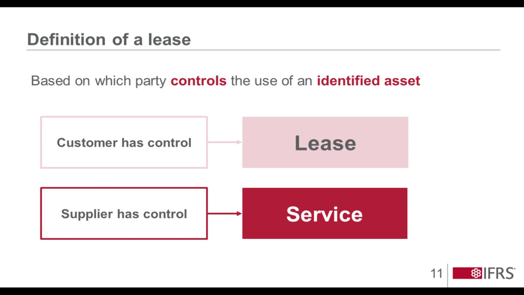The definition of a lease is based on whether a contract conveys the right to control the use of an identified asset for a period of time in exchange for consideration. If the contract does convey that control to the customer, then the contract contains a lease and it should be accounted for as a lease. If, on the other hand, control of the asset remains with the supplier, the contract does not contain a lease and would typically be accounted for as a service, by recognising costs through profit and loss as they are incurred.